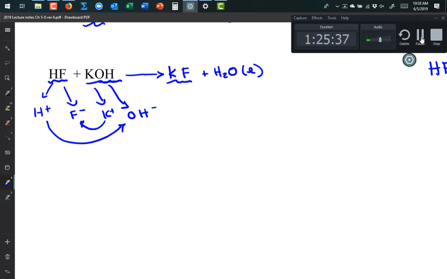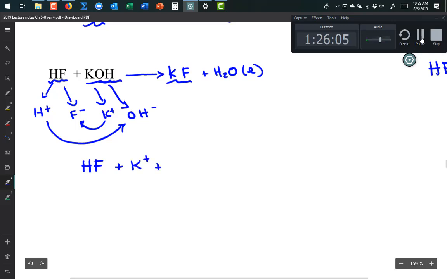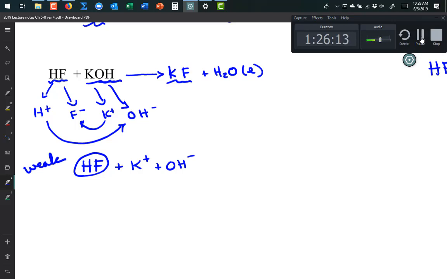So now you need to write the total ionic equation. HF is weak, and so it stays together like this. KOH is what? Aqueous? Because it's got potassium in it, in group one. So this is K plus plus OH minus. So this stays together because it's weak. And only strong acids dissociate and the weak acids stay together. So then I have a little arrow.